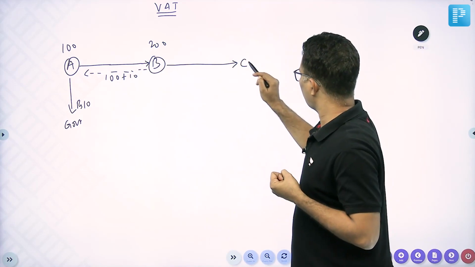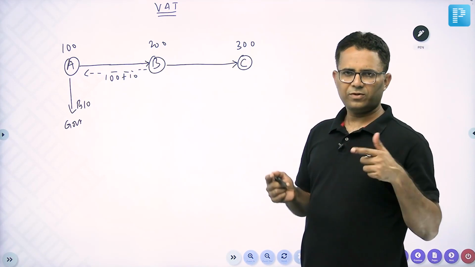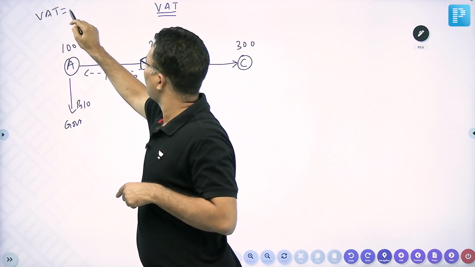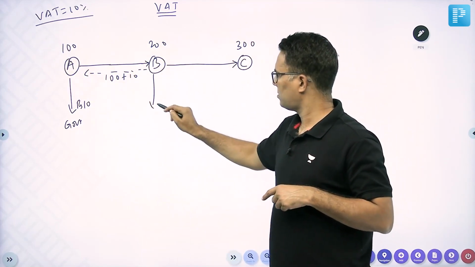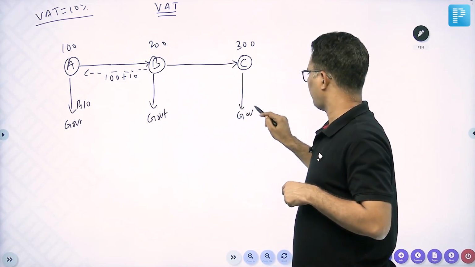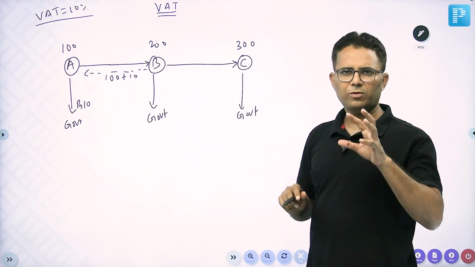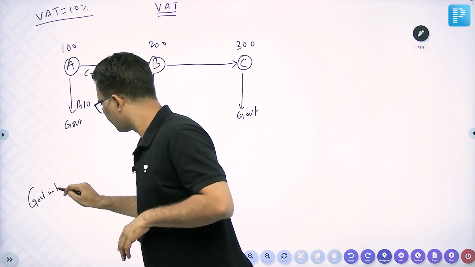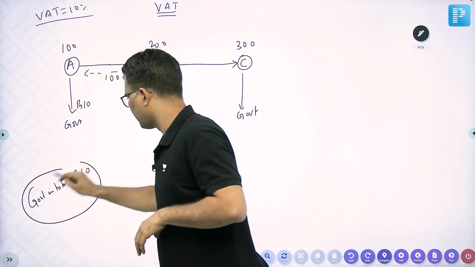Let's say, for example, this is C and he does value addition 300. What's the concept? Every supplier should pay tax on their value addition. So from here, government will get 10, 20 and 30. 10, 20 and 30. So government will get in total rupees 60. Right?